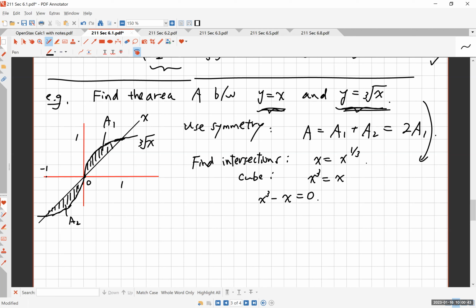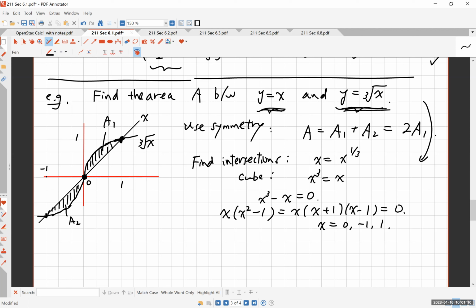But you can always do this, cube both sides, and then you can factor x, and you will see, I mean, this is a cubic equation, right? And so this makes it clear that you only have exactly 3 points of intersection. And you see all of them. 1 here, 0 here, and -1, right?